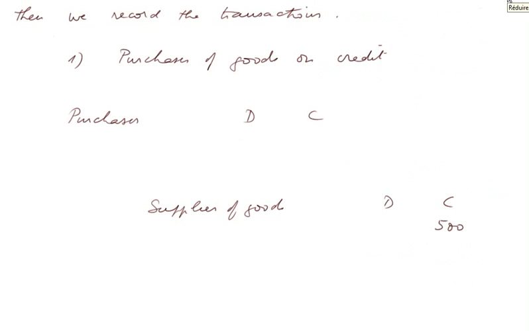Well, first of all, we record the purchases of goods on credit. So the purchases account receives 3,000. That's the first entry in the journal. And the supplier of goods, which already had a figure from last year of 500, is credited 3,000.